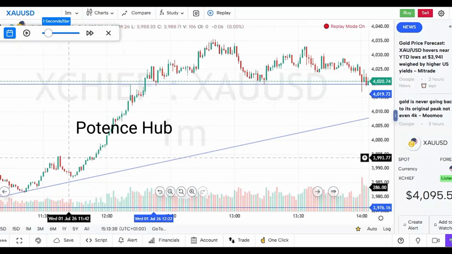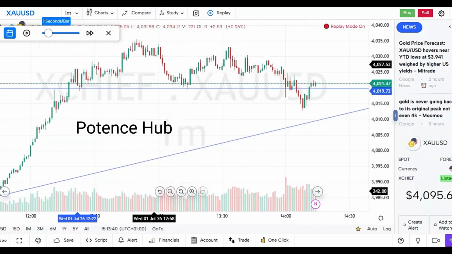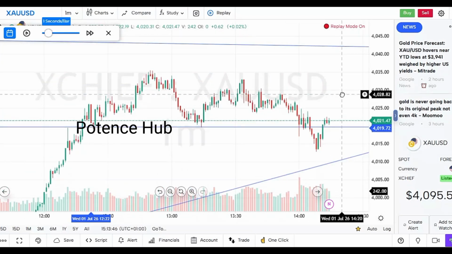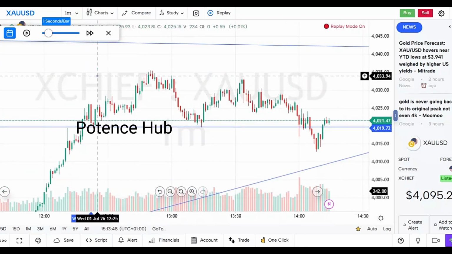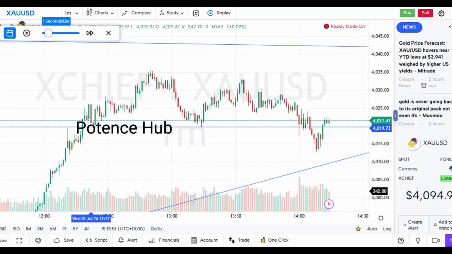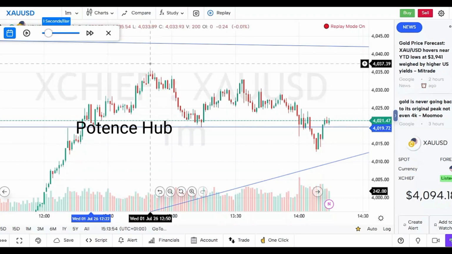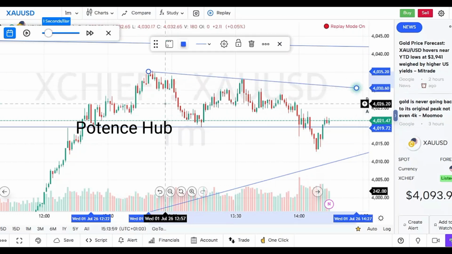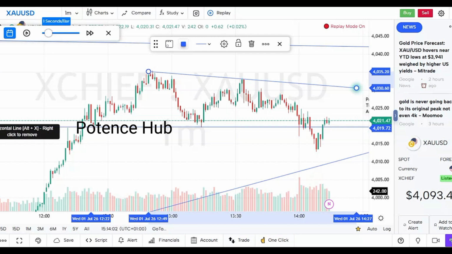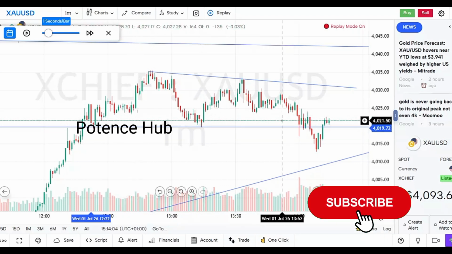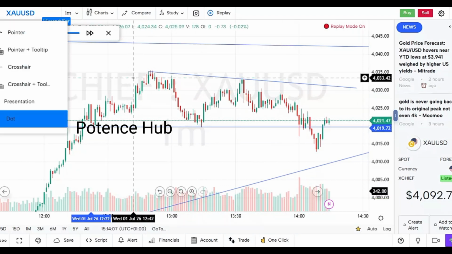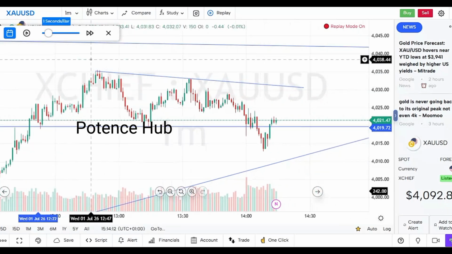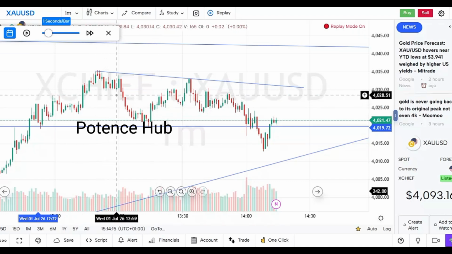As you can see right here, remember, this is the impulse move, and then we're having this correction phase that wants to serve like a wedge pattern here. So this is pretty much what I did. With the help of my trend line, I was able to get my points, and then after getting my points, I had to watch out for what price action was going to be doing.